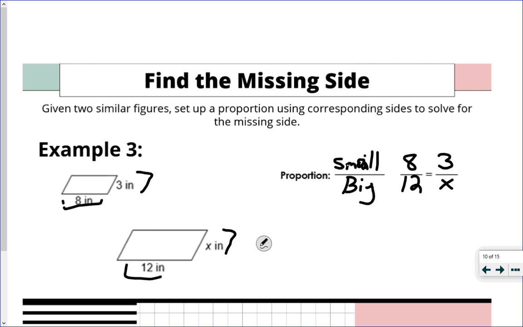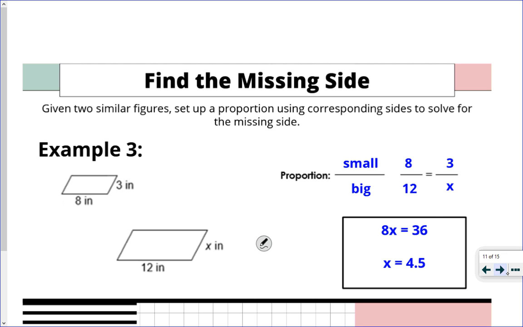And so when we cross multiply, you get the equation 8x is equal to 36. And to solve for x, you divide by 8, and your answer is x is equal to 4.5. So you know that this side here is 4.5.